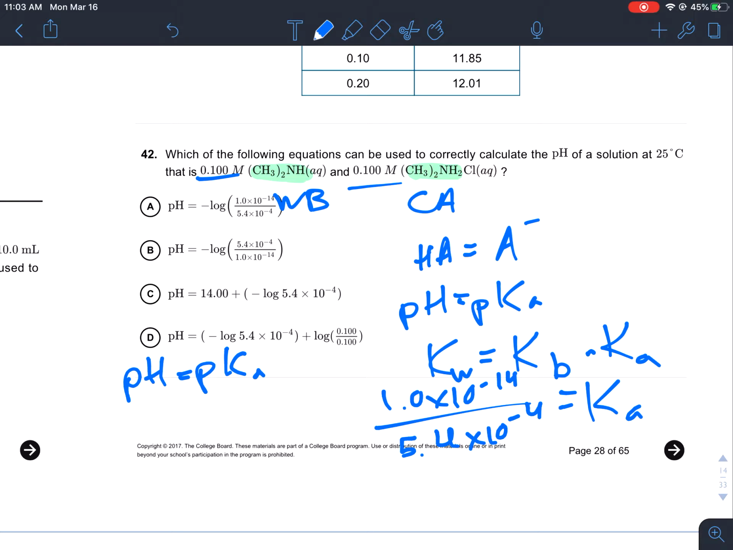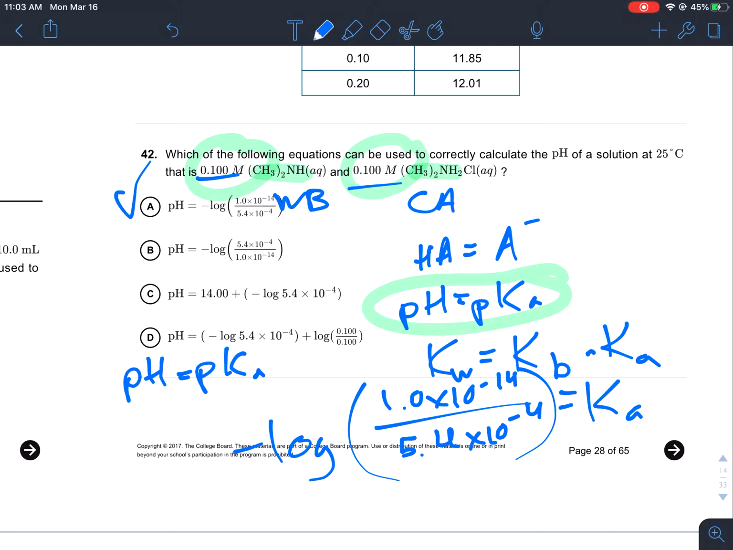because this and this were equal, okay? My pH is equal to my pKa. Well, so if I want to find my pH, I've got to find the negative log of my Ka, and then my Ka is over here. I've got to find the negative log of this thing. The correct answer is A. There was a lot going on in this question. You needed to know that your A minus and your HA were equal to one another, and that Kw is equal to Ka times Kb.